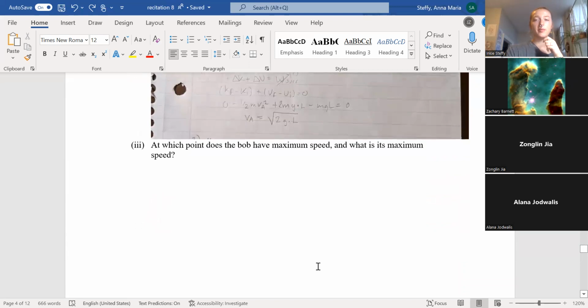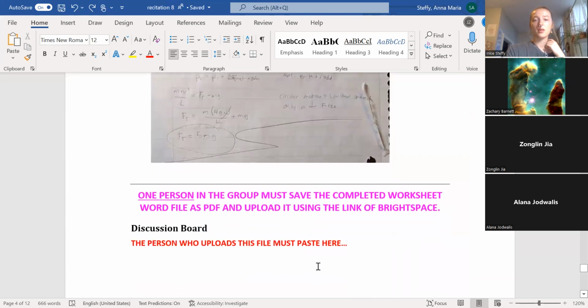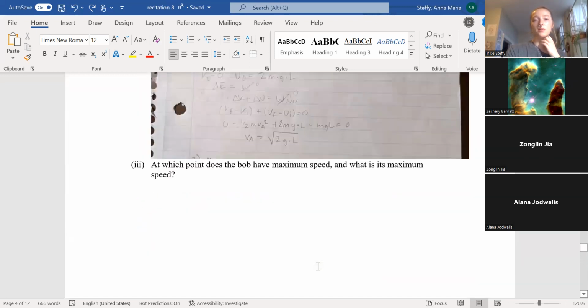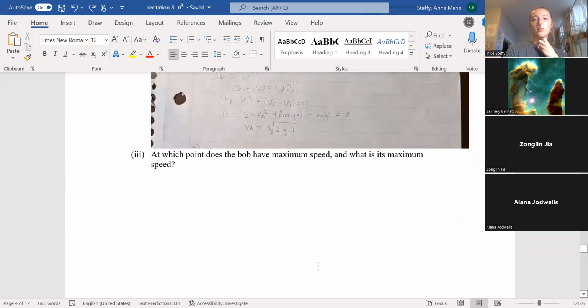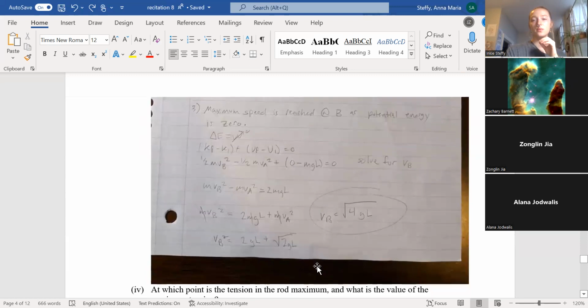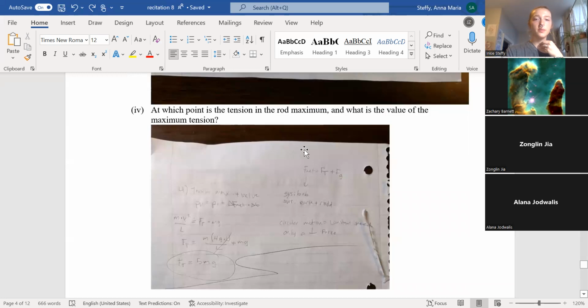At which point does the bob have maximum speed, and what is the maximum speed? What was people's answer for number 3 on problem 2? Point B was the point of maximum speed, and then I had the square root of gL. That's mine, same answer. Awesome. Okay.